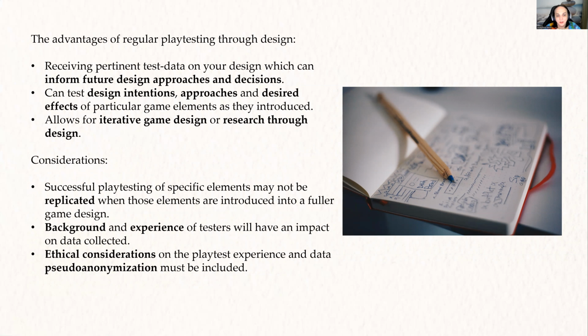Successful playtesting, for example, of a specific element during your design process may not be replicated when those elements are introduced into a fuller game design. Just because it works if you isolate a particular mechanic or process doesn't mean that that impact will continue to happen if you introduce it into a larger game design, or, for example, if you iterate upon that, even if you're using the same principle. That is why continued playtesting is really useful.